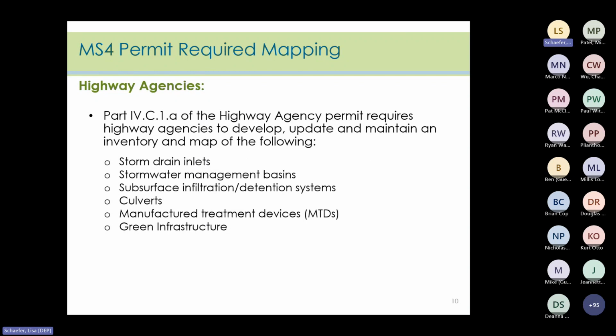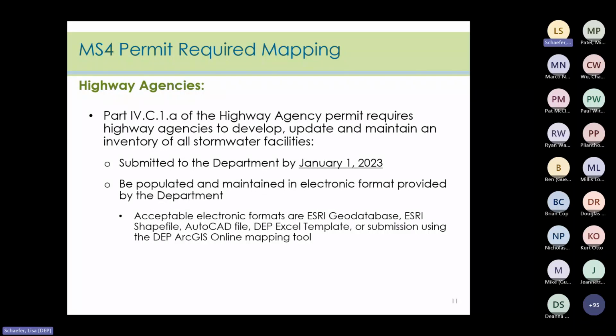Highway agencies also have the same stormwater facility map and inventory requirements as public complexes. They must develop and maintain a map and then inventory the listed stormwater facilities. The difference here is that highway agencies had until January 1st of 2023 to submit their stormwater facility inventory and map to the department in an electronic format. To this point, the MS4 unit reports having had a decent submission rate and continues to work with the permittees to help them get their outfall pipe maps and stormwater facility inventories and maps submitted.